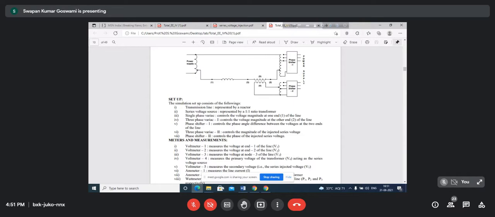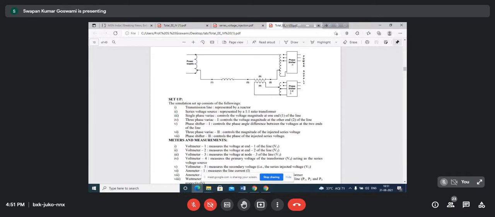Then three phase variac 2 is needed here along with phase shifter 2. Why is this needed? Because it is acting as the source for the series voltage, for the voltage injection, and voltage injection is implemented with the help of a 1:1 ratio transformer. We shall be controlling the magnitude and phase of this voltage by the combination of three phase variac and phase shifter.